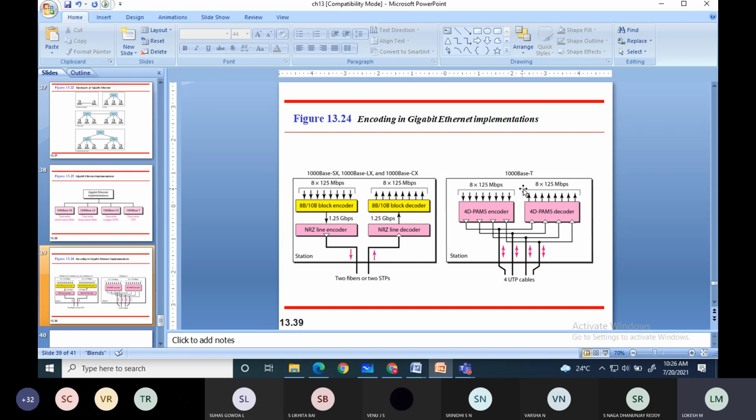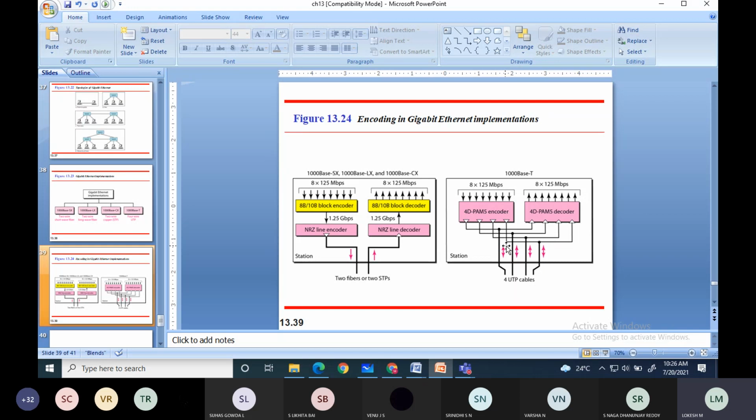The other version of gigabit Ethernet is 1000BASE-T. Here unshielded twisted pair cables will be used, and we are using 4 wires, 4 lines, which carry the data. Again there are encoding and decoding methods, that is 4D-PAM5 for encoding and the corresponding decoding technique will be used.